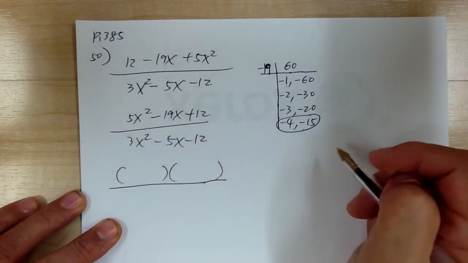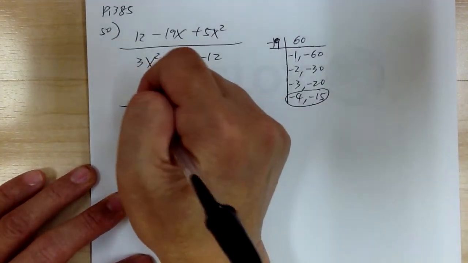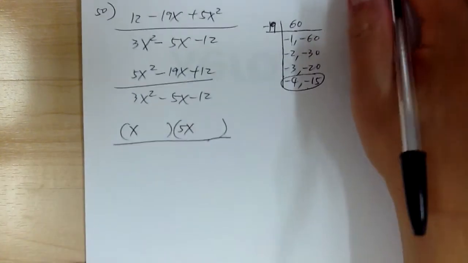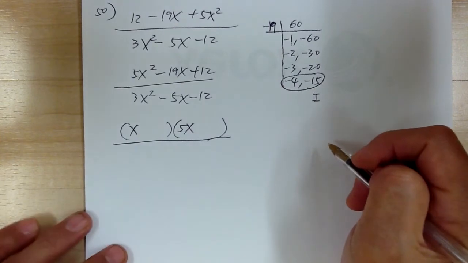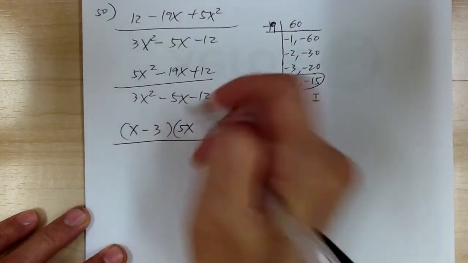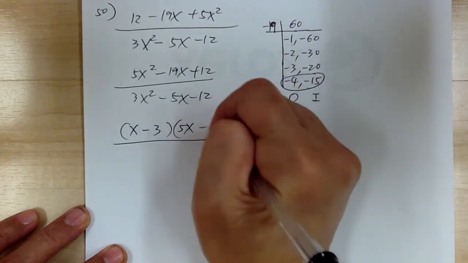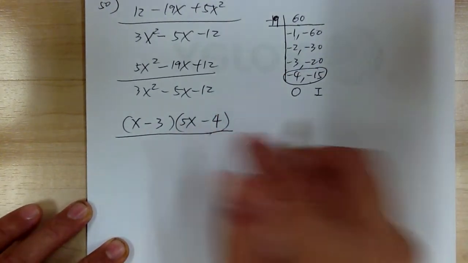Okay, so from here, 5x squared, so I need to get x and 5x. So from here I can see that this is the inside. Okay, so I need to minus 3, right? Negative 3 times 5 is negative 15. This is outside, so I get minus 4. Okay, so that takes care of the top.